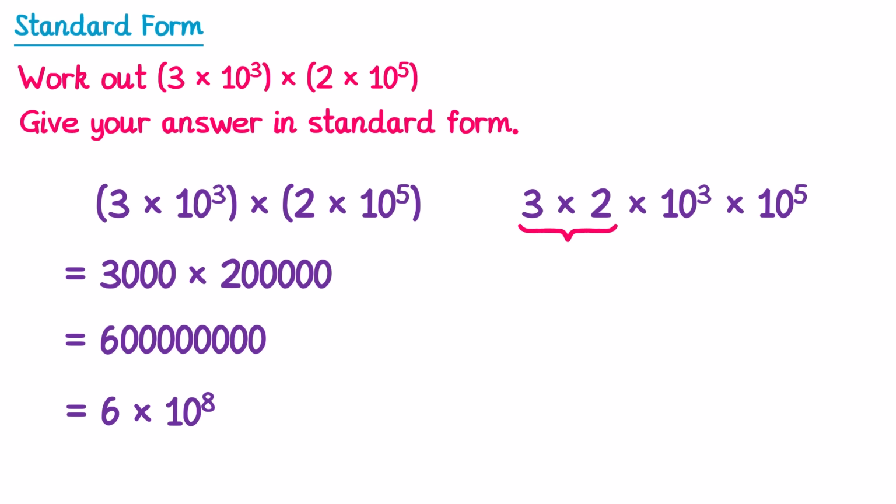If we look at 3 times 2, well that's obviously just 6. And then if we look at 10 to the 3 multiplied by 10 to the 5, we add the powers here. So 3 add 5 is 8. So this is 10 to the power 8. So we're multiplying 6 and 10 to the power 8, so we end up with 6 times 10 to the 8, which was exactly the answer we got before. So this is a much faster approach of multiplying numbers.